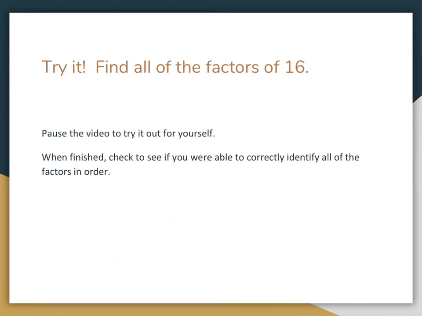So now I'd like you to try it. On a piece of scrap paper or whiteboard, find all of the factors of 16. Pause the video until you're done, and then when you are finished, come back to the video and check to see if you've identified all of the factors of 16 in order correctly.